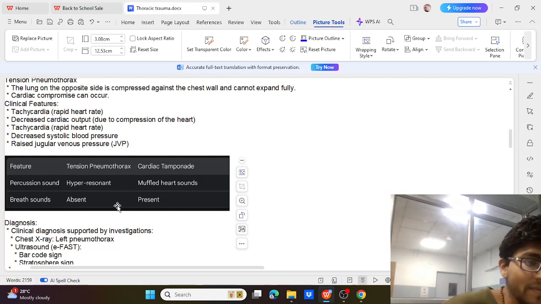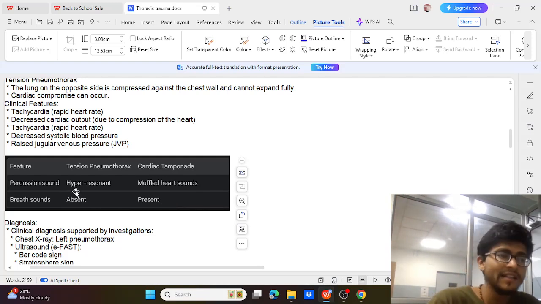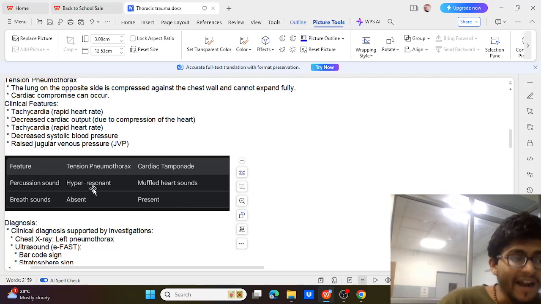Then breath sounds will be absent in tension pneumothorax on the side which is affected, and in cardiac tamponade the breath sounds will be present. So these three features we have to understand: the percussion, the heart sounds, and the breath sounds. These are the signs which we have to catch and manage our patient as early as possible.